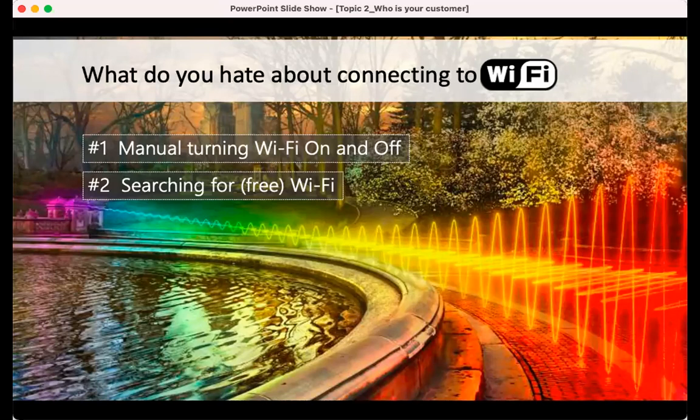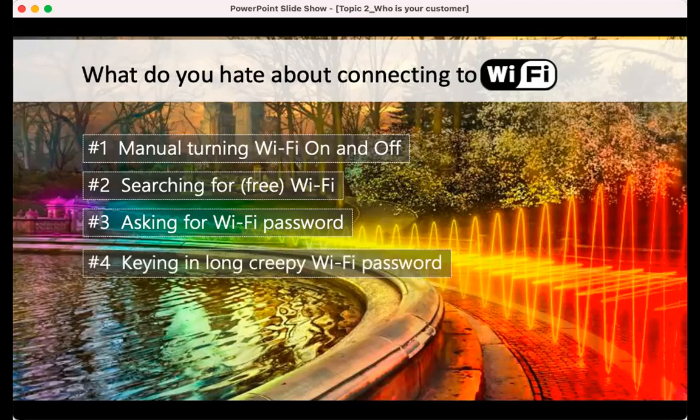And you keep on looking for the Wi-Fi password. So that comes to the third point, asking for password. This is something people hate. A lot of places intentionally create a very complex Wi-Fi password. It's long, it's creepy. Oh, it has so many alphabets. It shows that there's 10 or 12 zeros, so you keep on entering all the zeros. And after that, you have to key in the long, creepy Wi-Fi password.